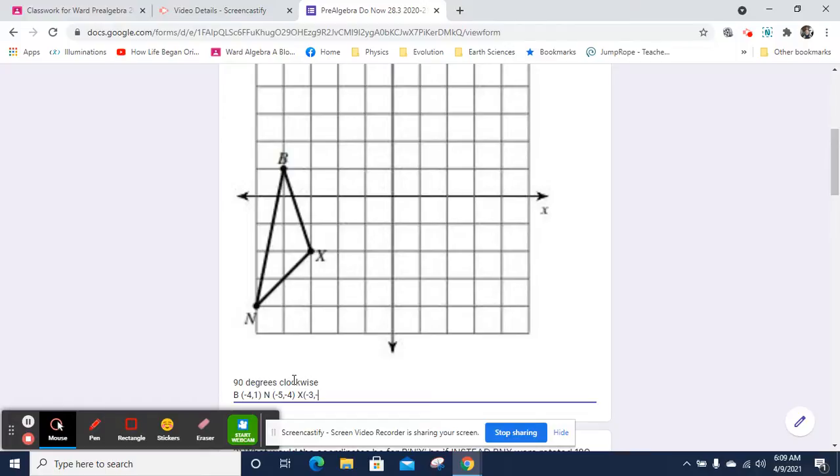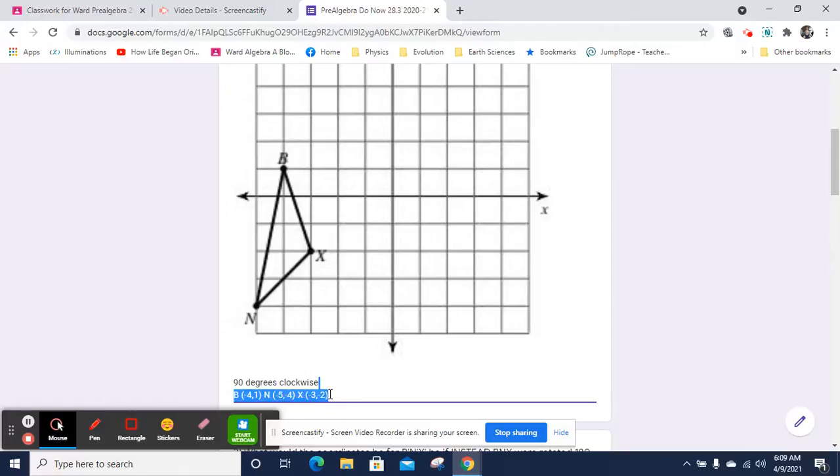-3, -2. Okay, so the thing that happens with a 90-degree rotation is the x and y values switch position. Then one of them is going to change signs. Okay, so let's figure out which one is going to change signs. So a quick test would be to move b. So we're going clockwise. So b is going to go from -4, 1 to a position of 1, 4.